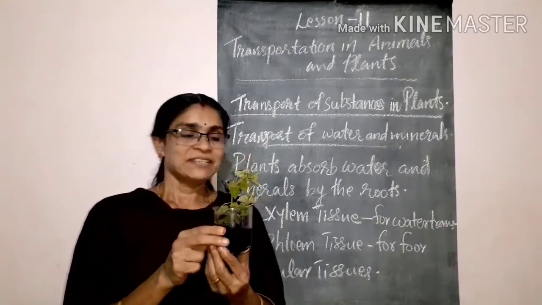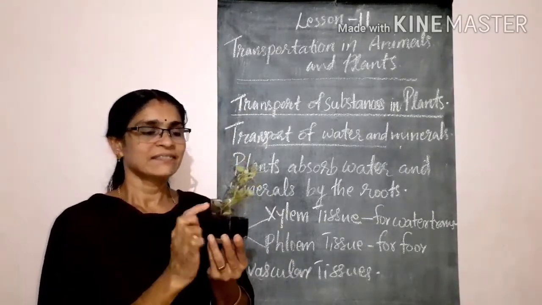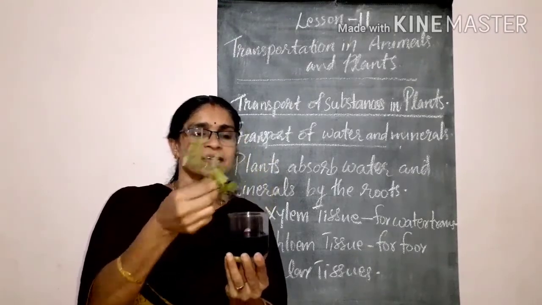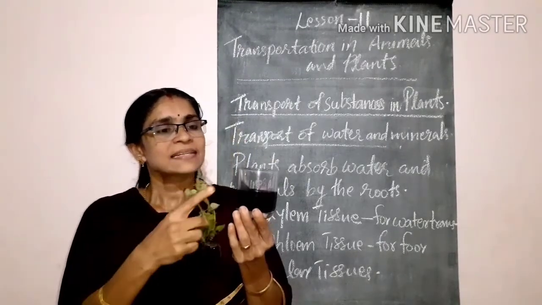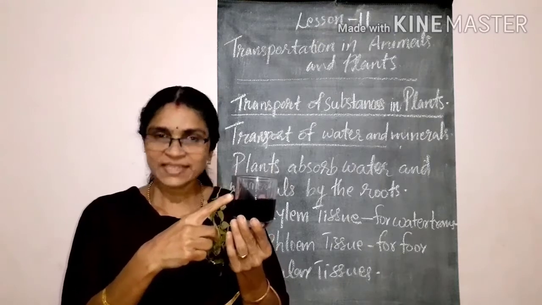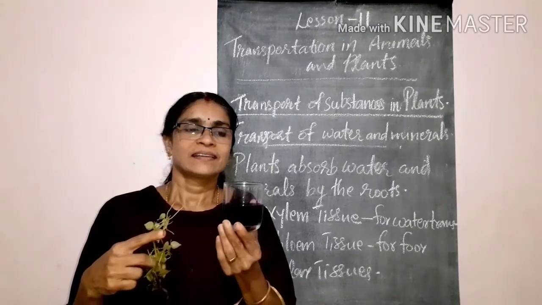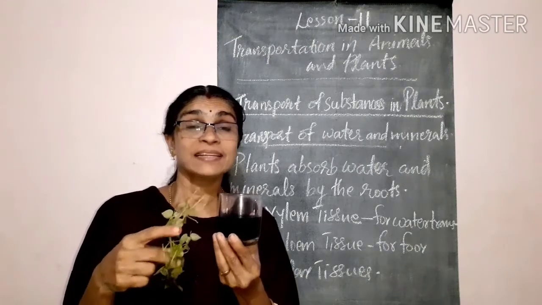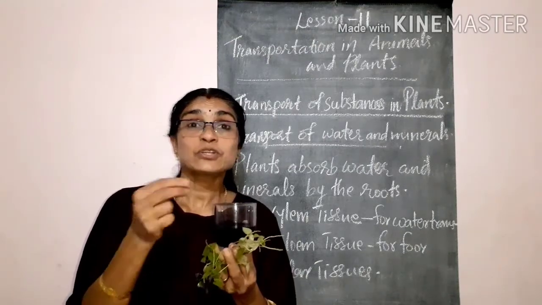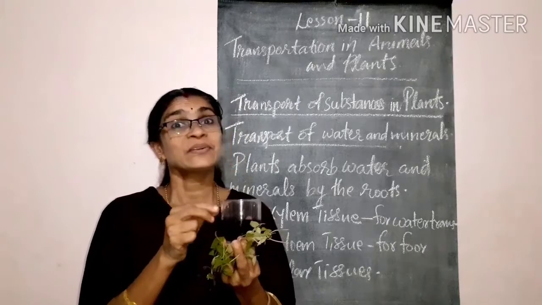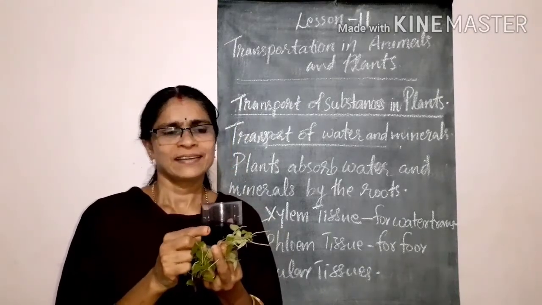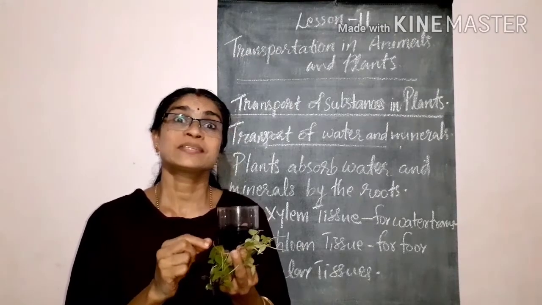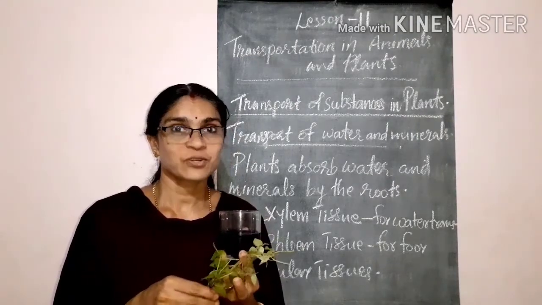To do that activity, we need one glass tumbler and add three-fourths of the glass with water. Into that water, we have to add 2-3 drops of red ink or blue ink. If ink is not available, we can use Ujala drops.